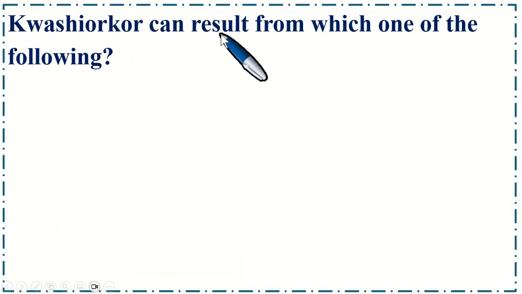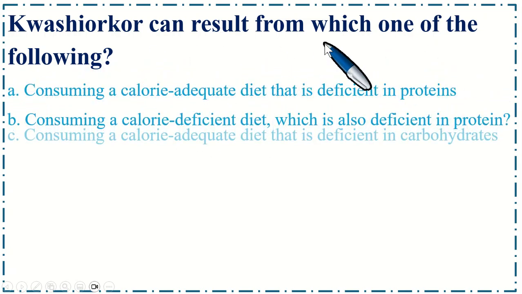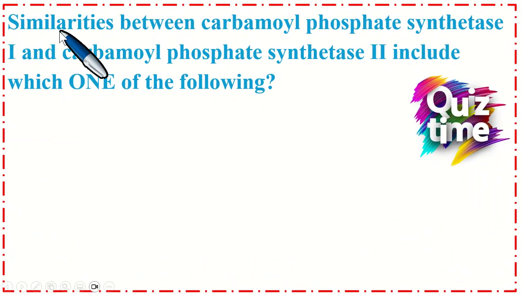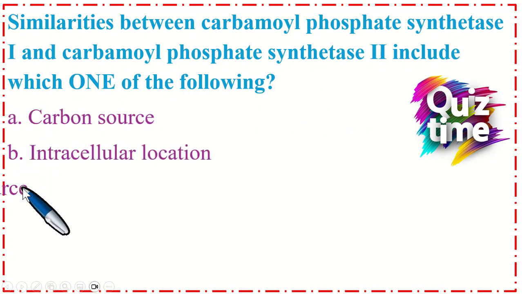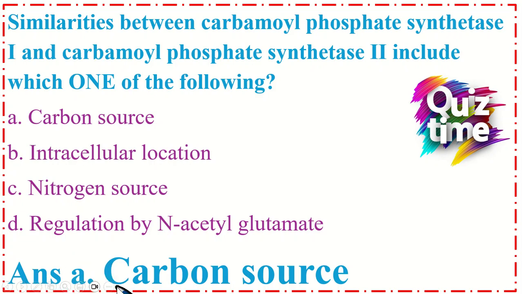Kwashiorkor can result from which one of the following? Correct answer is A. Consuming a calorie adequate diet that is deficient in proteins. Similarities between carbamoyl phosphate synthetase 1 and carbamoyl phosphate synthetase 2 include which one of the following? Correct answer is A. Carbon source.